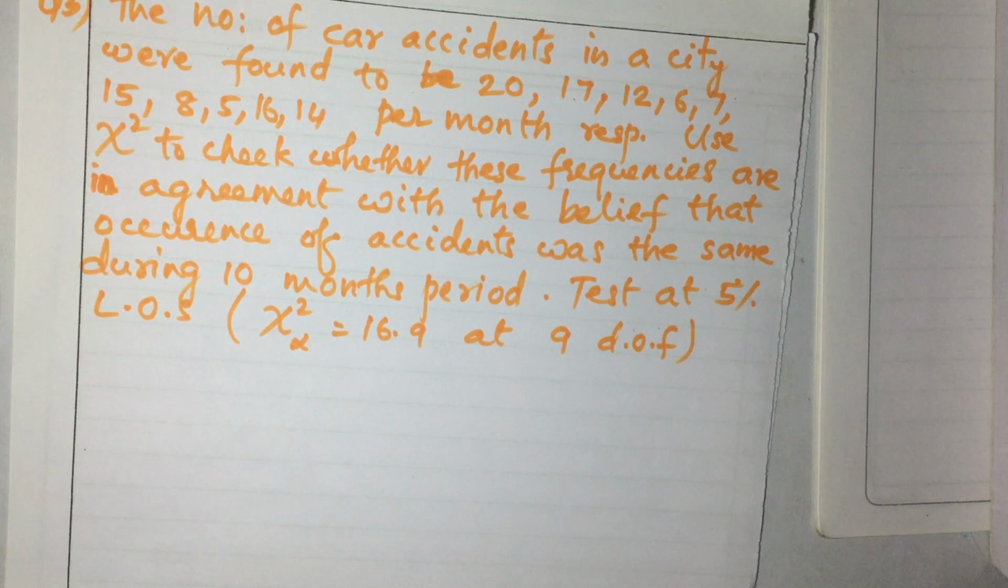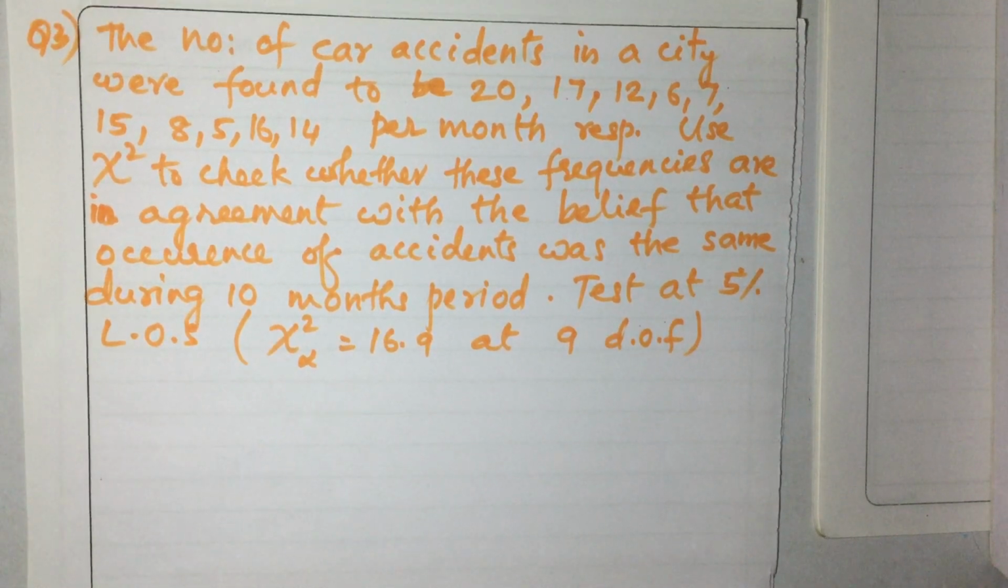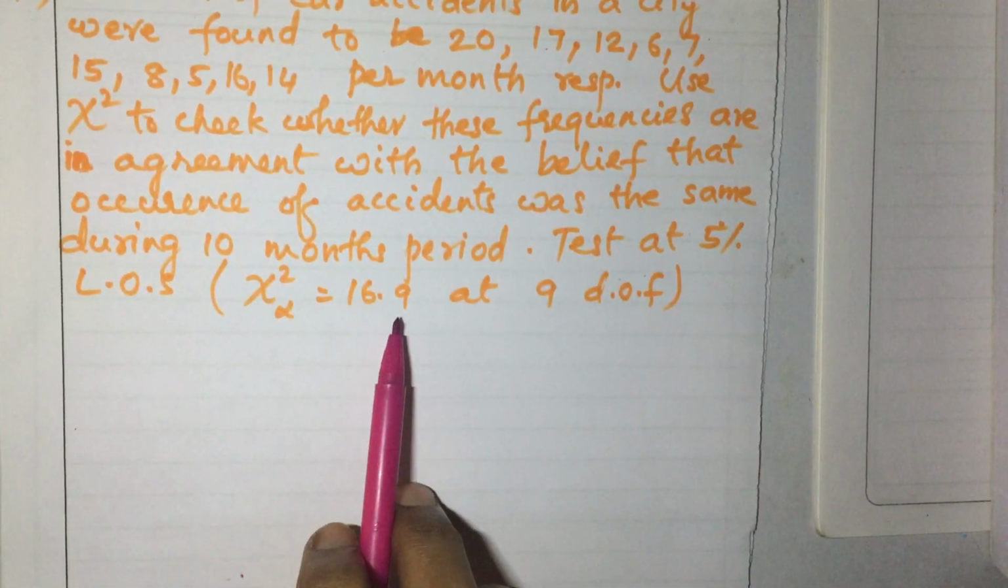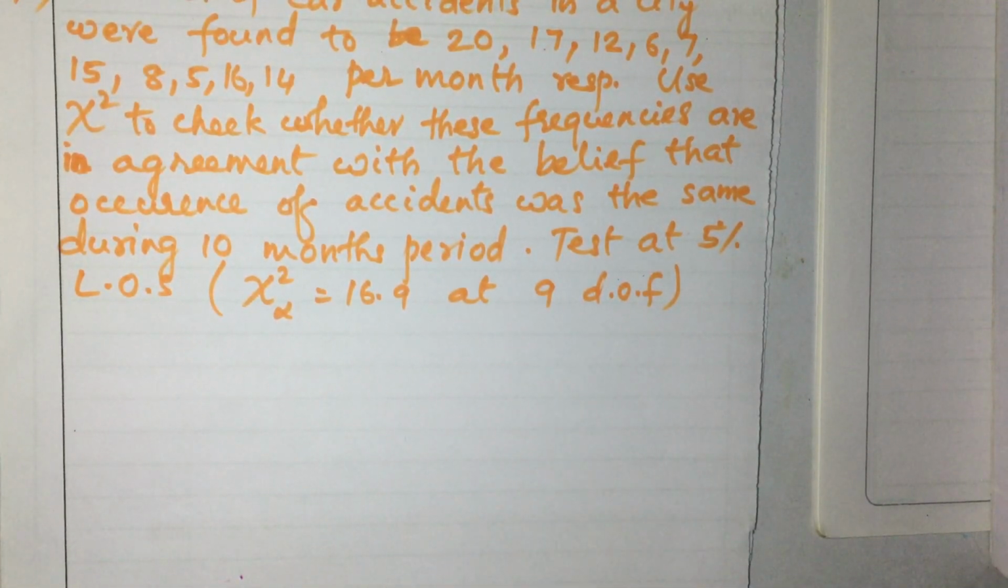Means we need to check whether, suppose you are saying the number of accidents in each month is the same, we need to check that. Here it is given that the table value of chi-square is 16.9 at 9 degrees of freedom.